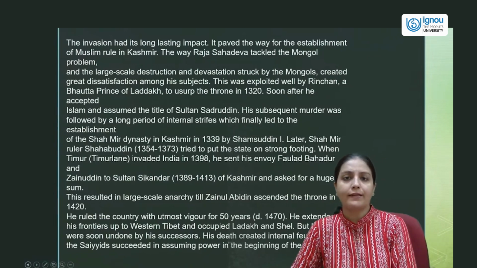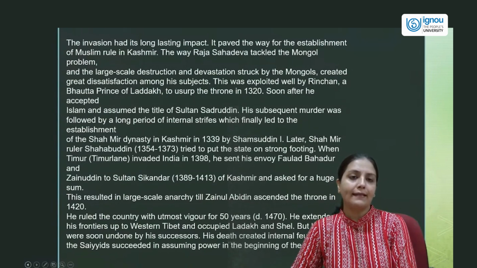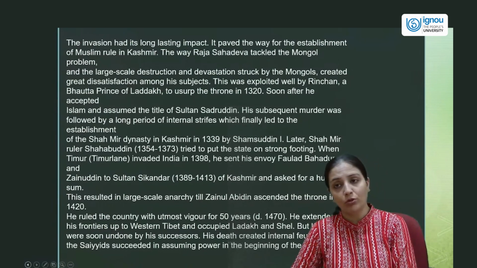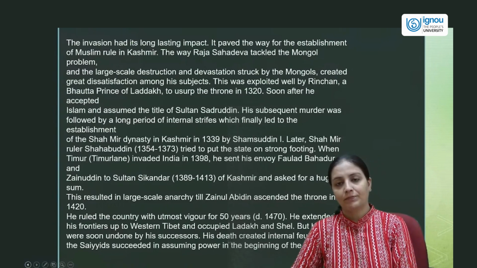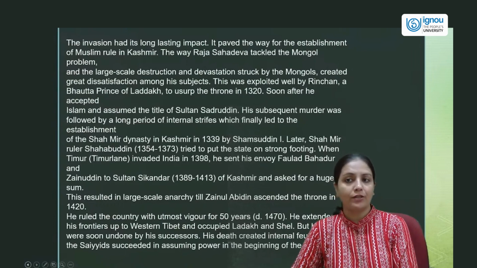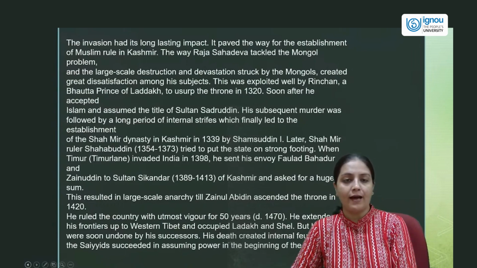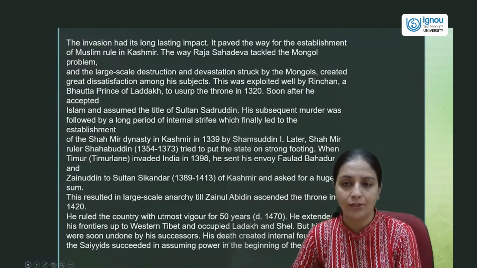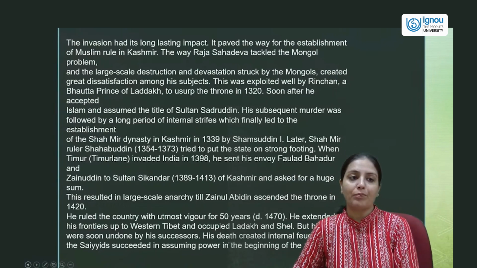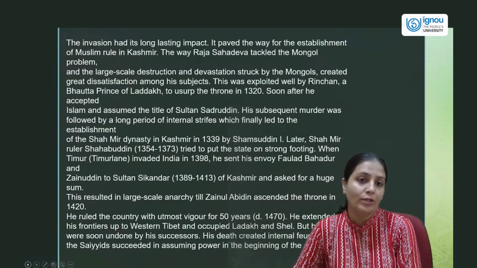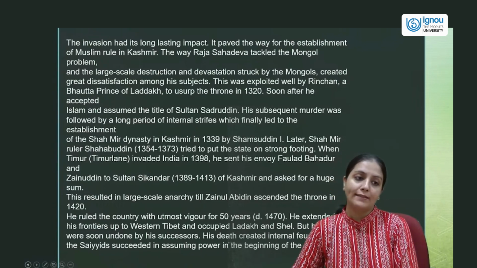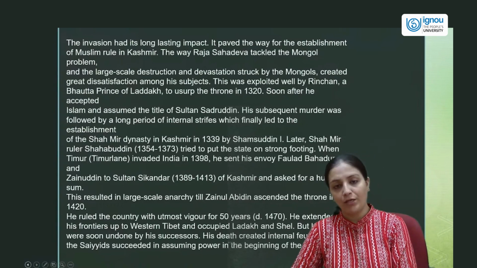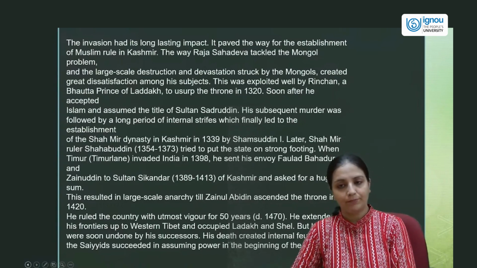The way Raja Sahdeva tackled the Mongol problem and the large-scale destruction and devastation struck by the Mongols created great dissatisfaction among his subjects. This was exploited well by Rinchen, a Bhutia prince of Ladakh, to usurp the throne in 1320. Soon after, he accepted Islam, assuming the title of Sultan Sadruddin. His subsequent murder was followed by a long period of internal strife, which finally led to the establishment of the Shah Mir dynasty in Kashmir in 1339 by Shamsuddin.